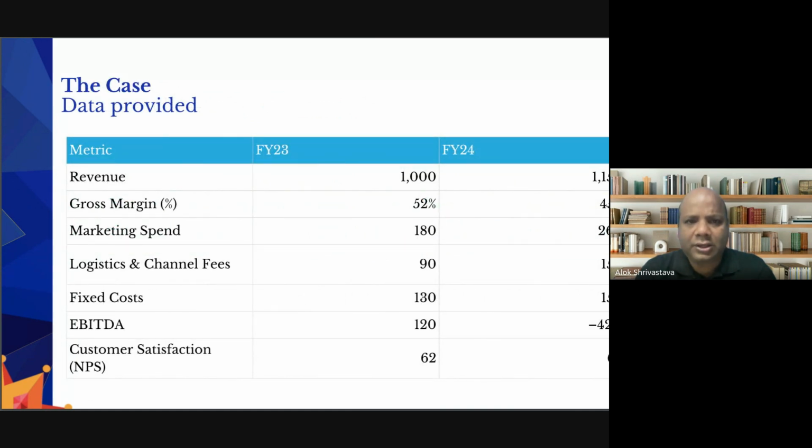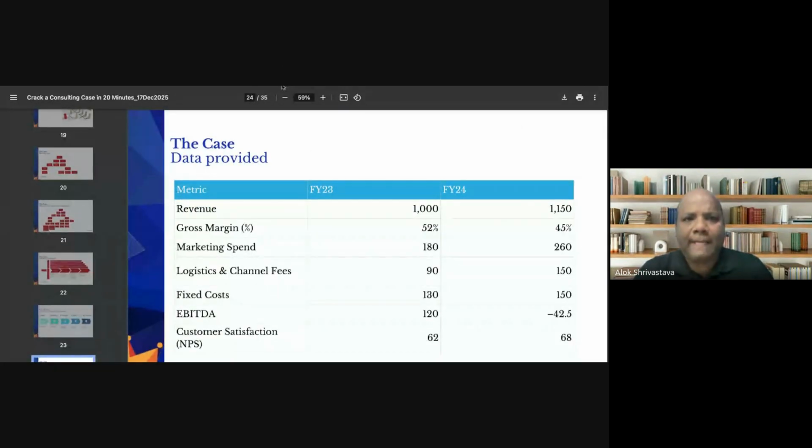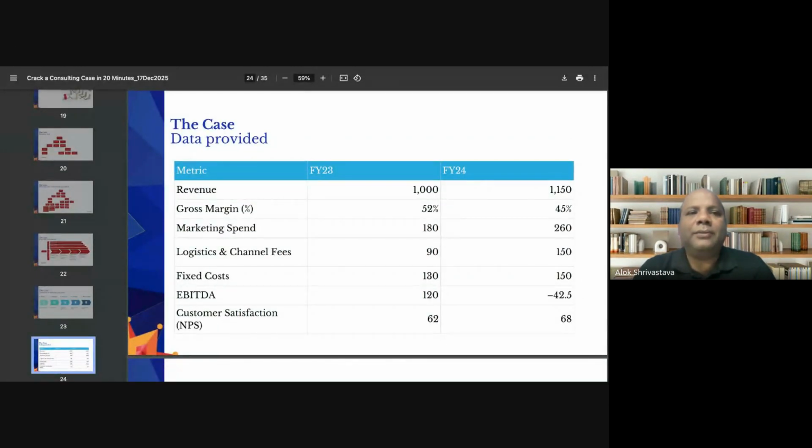Once again, let me make it a bit smaller. Just give me 1 minute. Yeah. Can you see it? Yeah. So let's say this is the data. What do you make out of this data? What do you infer from this data? Can somebody tell me?